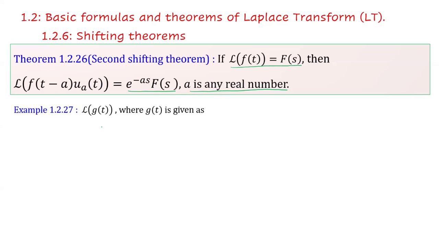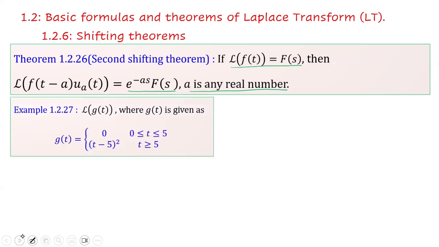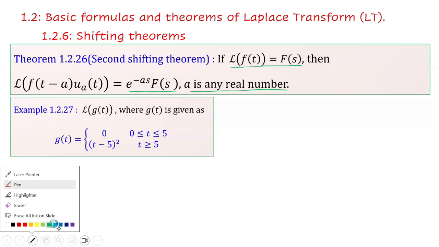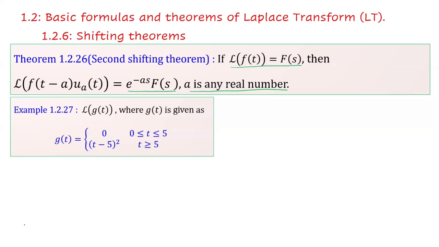Now an example: the Laplace transform of g(t), where g(t) is given as 0 for 0 less than or equal to t less than or equal to 5, and (t minus 5) whole squared when t is greater than or equal to 5. How can we solve the Laplace transform of this function? We will use the help of the unit step functions. We can rewrite g(t) as (t minus 5) whole squared times u_5(t).